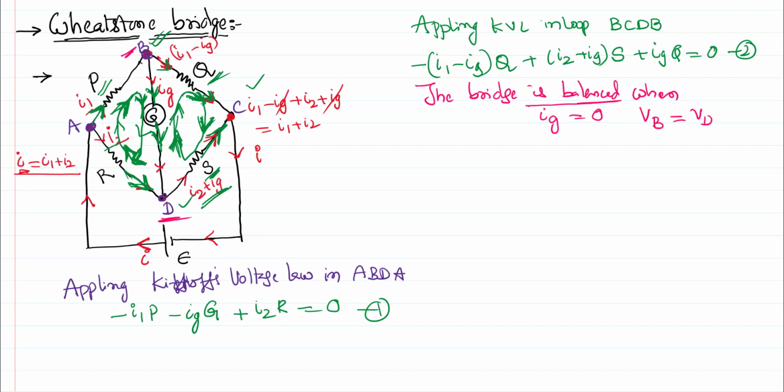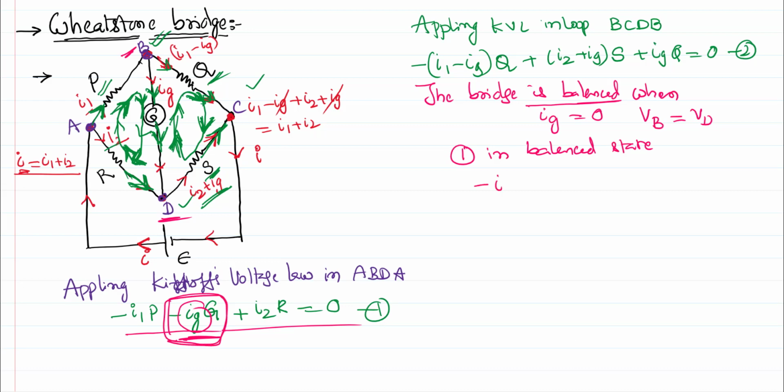So equation number 1 in balanced state, that means when the galvanometer is showing a 0 deflection. In this equation, you have to put Ig equal to 0. When Ig equal to 0, this entire term becomes 0. So the remaining equation will be minus I1P, this is the other equation, plus I2R equal to 0. So I1P equal to I2R. Let me call this equation number 3.